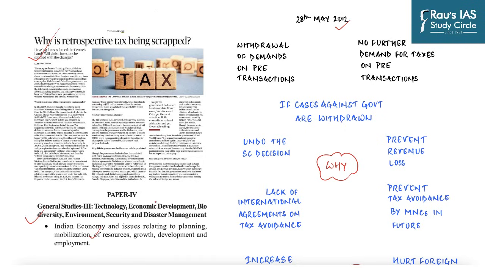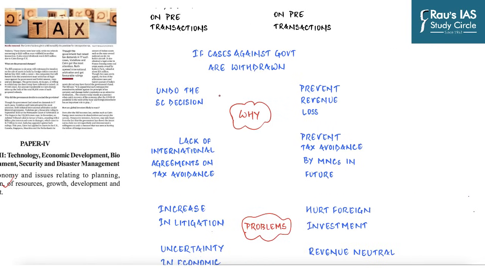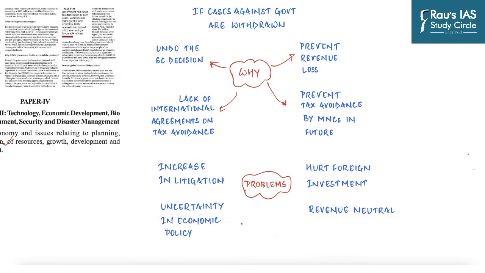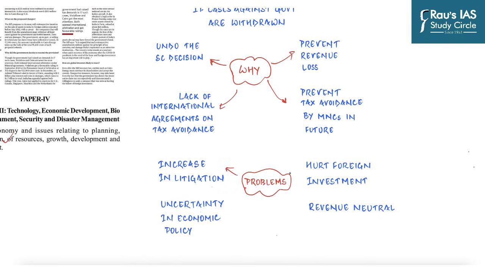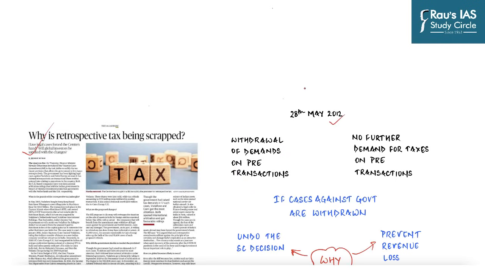From the perspective of the prelims examination, what becomes more important is what is a retrospective tax and what is a prospective tax, or what is a prospective amendment and a retrospective amendment. But from the perspective of the mains examination, what becomes more important is why the government brought in such a law to tax companies for transactions they carried out in the past, and what problems it created because of which the government is now doing away with that amendment. So let us begin the discussion by first understanding the prospective amendment.